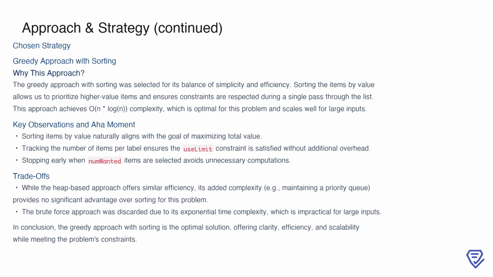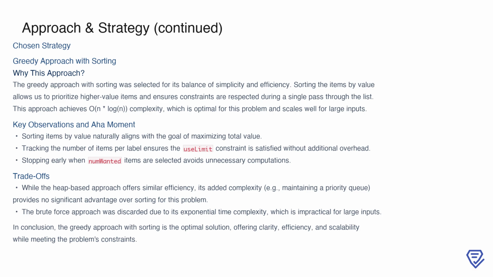This method strikes the right balance between simplicity and efficiency. By sorting items in descending order of value, we align with the goal of maximizing the total value. During selection, we ensure that both num_wanted and use_limit constraints are respected, and the process stops as soon as the required number of items is selected. The time complexity of O(n log n) makes this approach scalable for large inputs, while its straightforward implementation ensures clarity.